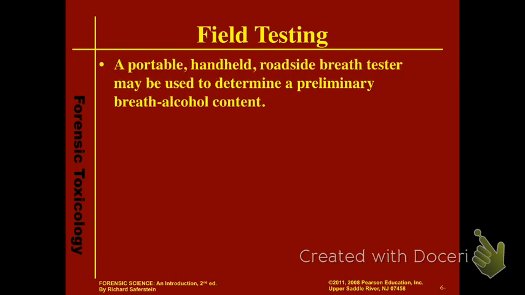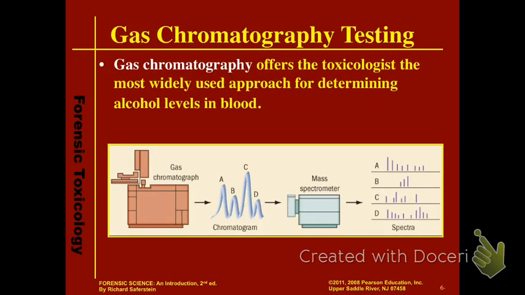After the field tests, then a roadside breath tester can be used to determine preliminary blood alcohol content. Back at the lab, gas chromatography is the most widely used approach for determining blood alcohol levels. You see a GCMS here in the diagram.